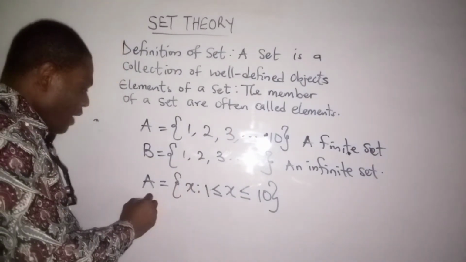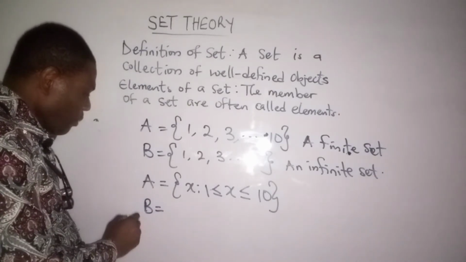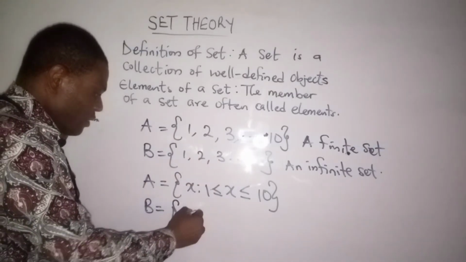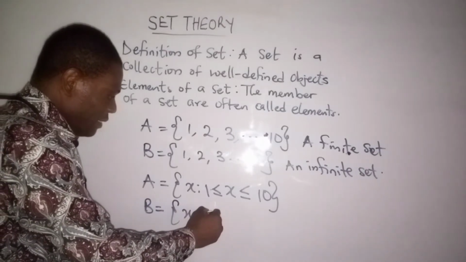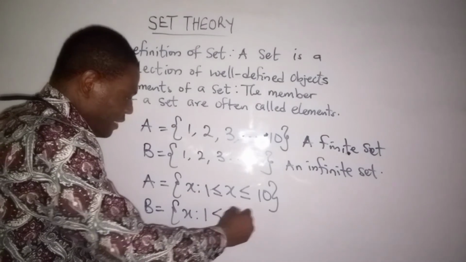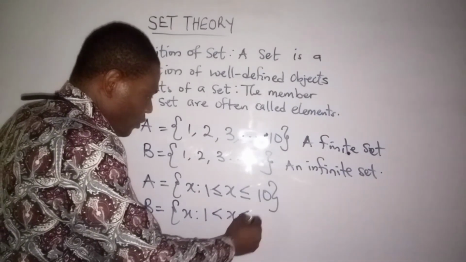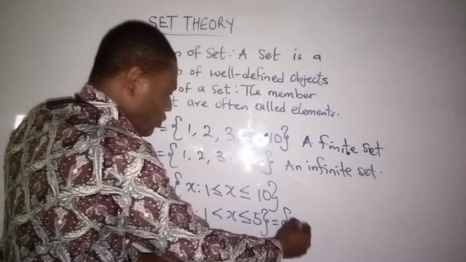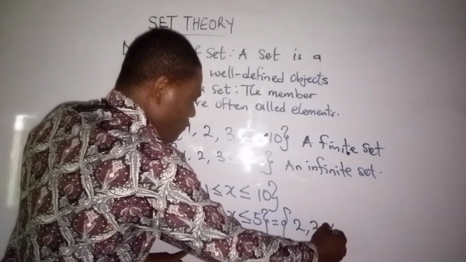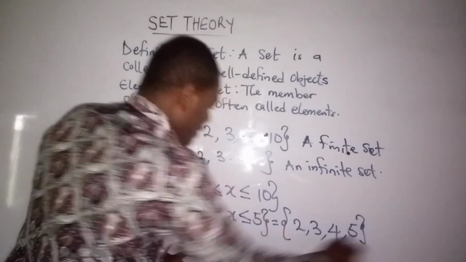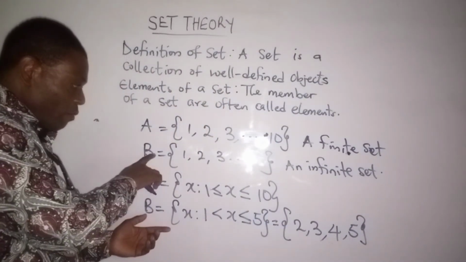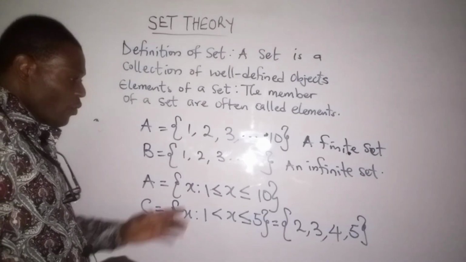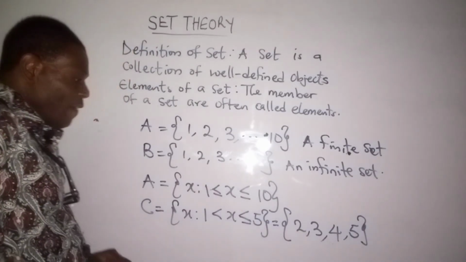If I wish to have B, supposing I have a B and another one apart from this, and I have X such that 1 is less than X is less than or equal to 5. The interpretation here is that I have 2, 3, 4, and 5. It's different from this. I can say this one is my C, because it's completely different. So this is the interpretation of this value.